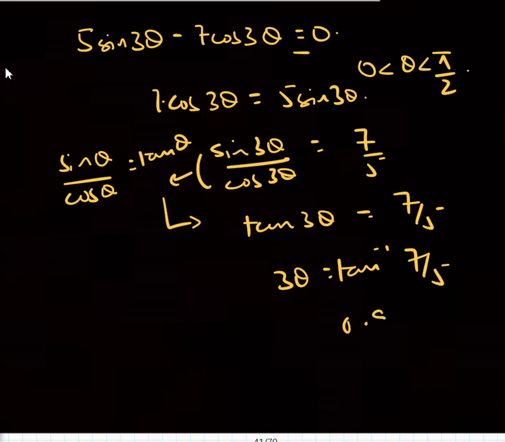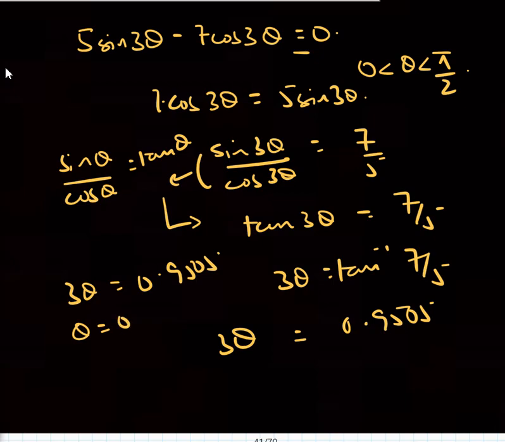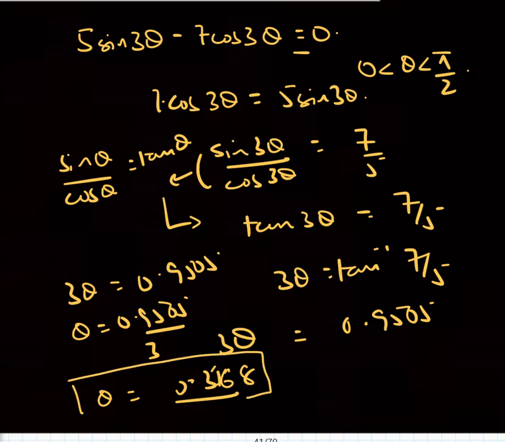We are getting a value 0.9505 of 3 theta. Then 3 theta is equal to 0.9505, so theta would be 0.9505 divided by 3. Theta becomes 0.3168 in terms of radians. Since the question is in radians, the calculation is done in radians.